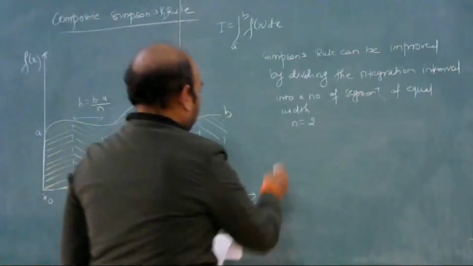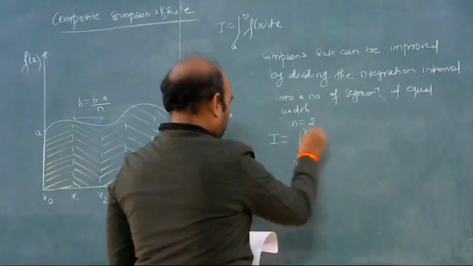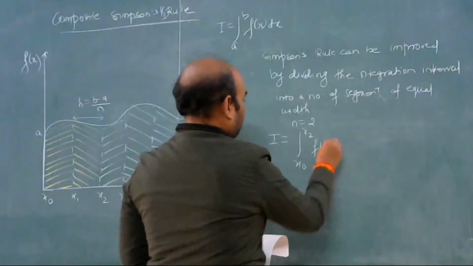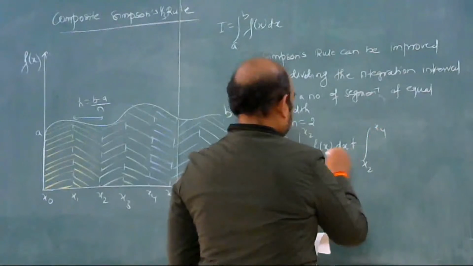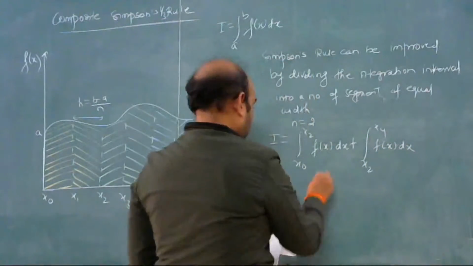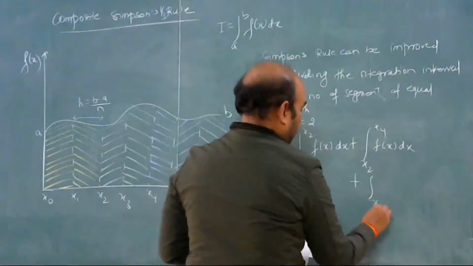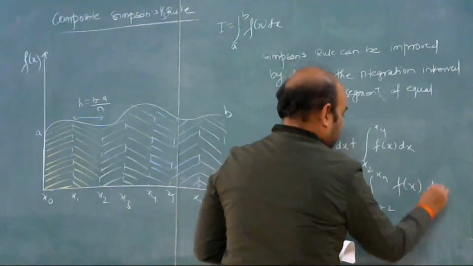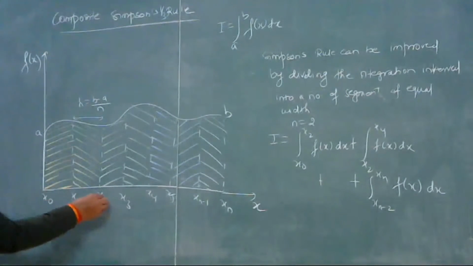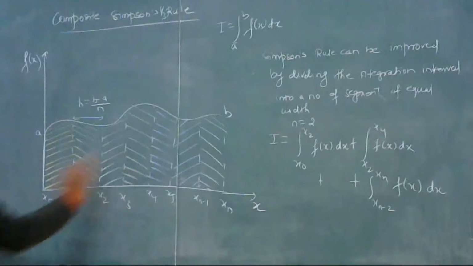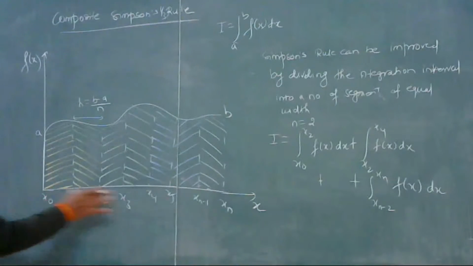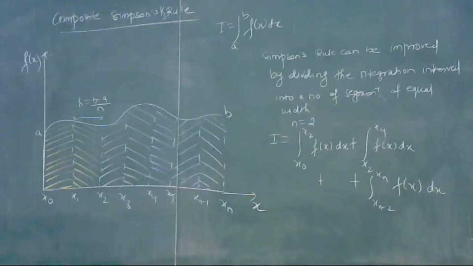Okay, so the total integral I will be from x0 to x2 of f of x dx, plus x2 to x4 of f of x dx, plus and so on up to x n minus 2 to x n of f of x dx. So it is from x0 to x2, x2 to x4, x4 to x6 and so on. This is the first integral, then the second integral and so on. So you have to recall Simpson's 1/3 rule, and substitute the 1/3 rule for each integral.